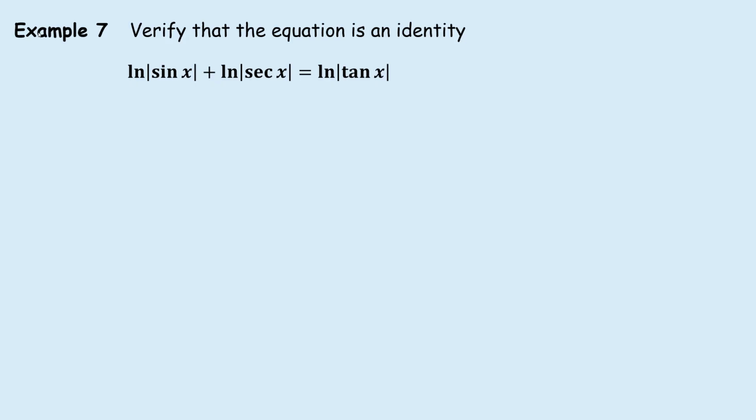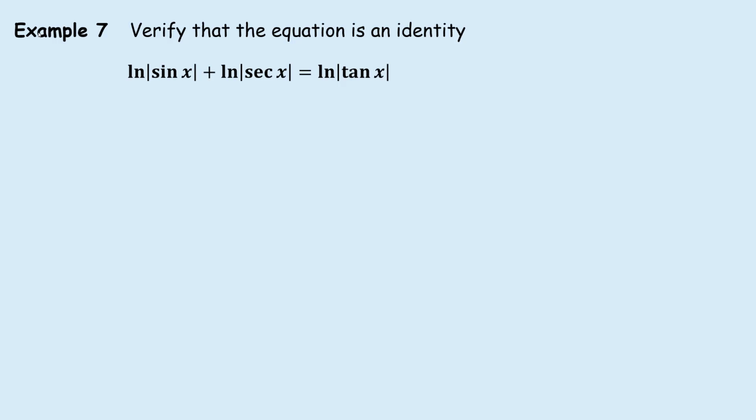Okay, we're going to pick up right where we left off in section 5.1. We are going to verify that the equation is an identity. And so you've got some natural logs here. The reason that you see all these absolute value signs is because natural log, or any kind of log, has to have a positive argument. That's the only reason those are there.